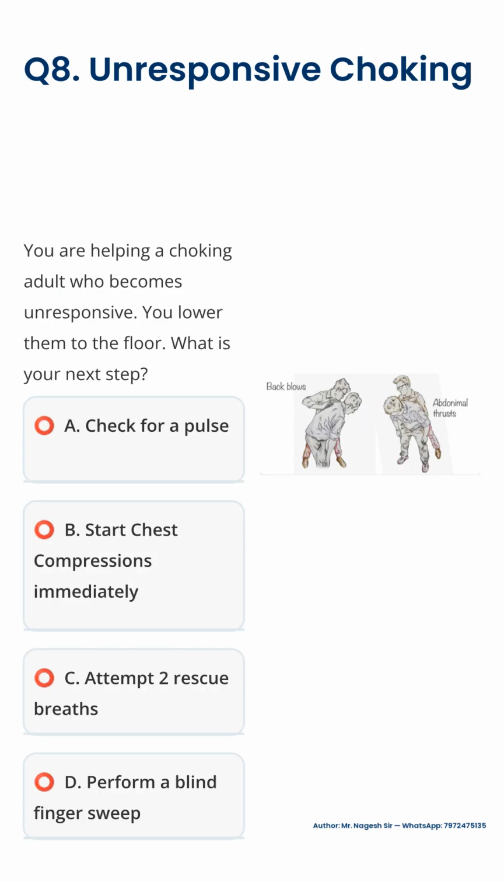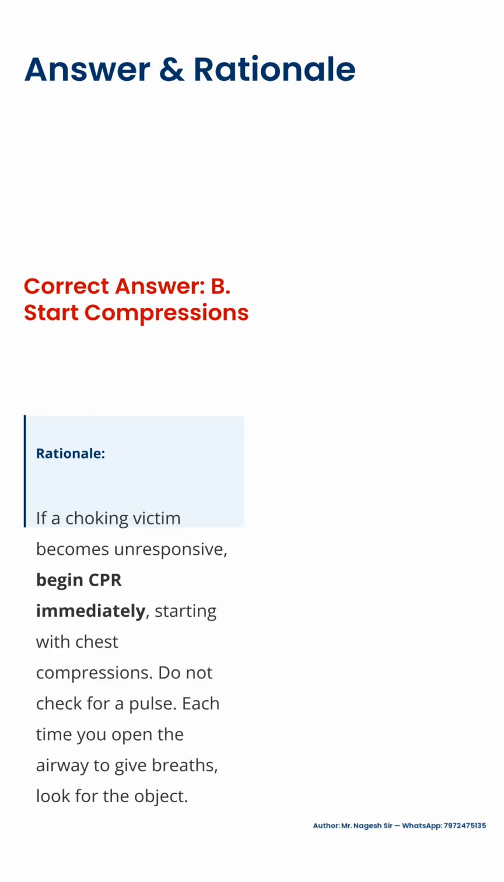Question 8. Unresponsive choking. If a choking adult becomes unresponsive and you lower them to the floor, what is your next step? The correct answer is B. Start chest compressions immediately. If a choking victim becomes unresponsive, begin CPR immediately, starting with chest compressions. Look for the object each time you open the airway for breaths.